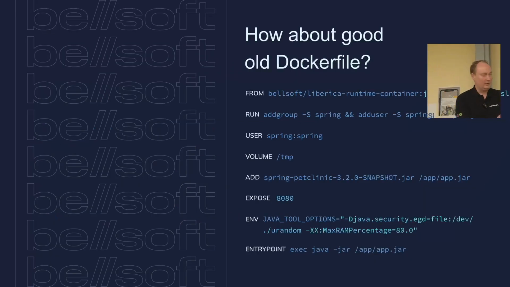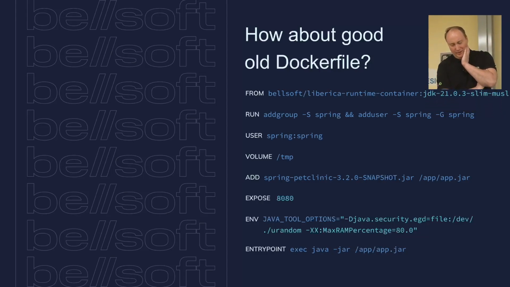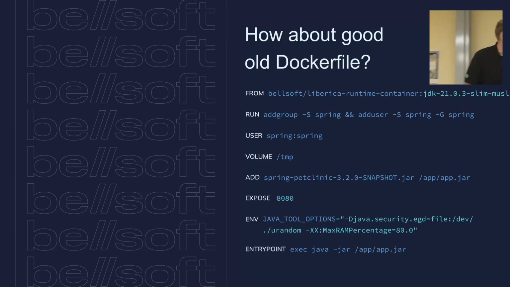So even with a Docker file, the example here might be a bit outdated. I heard that some things are not necessary anymore, like the security egd setting, different random is not necessary anymore for Spring Boot, so forget about it. All the rest is actual, I think.